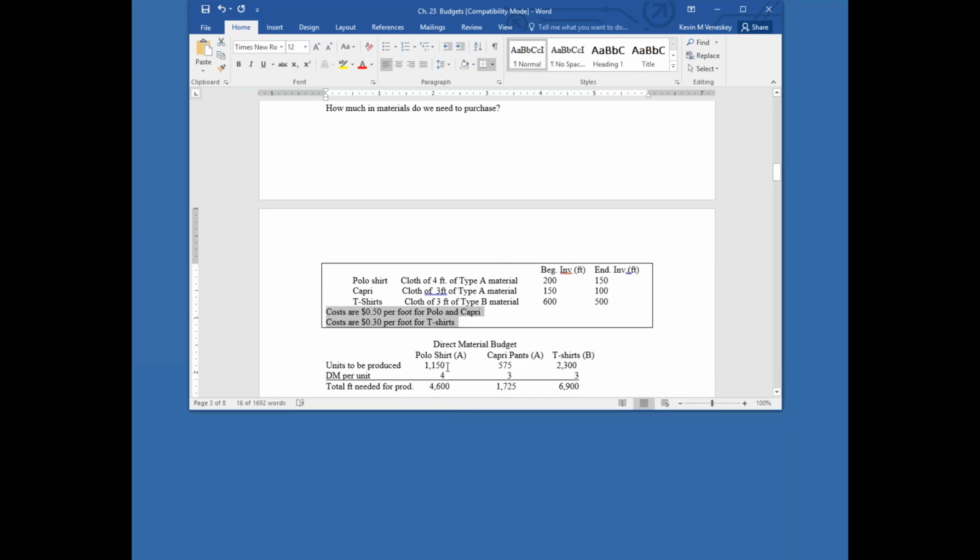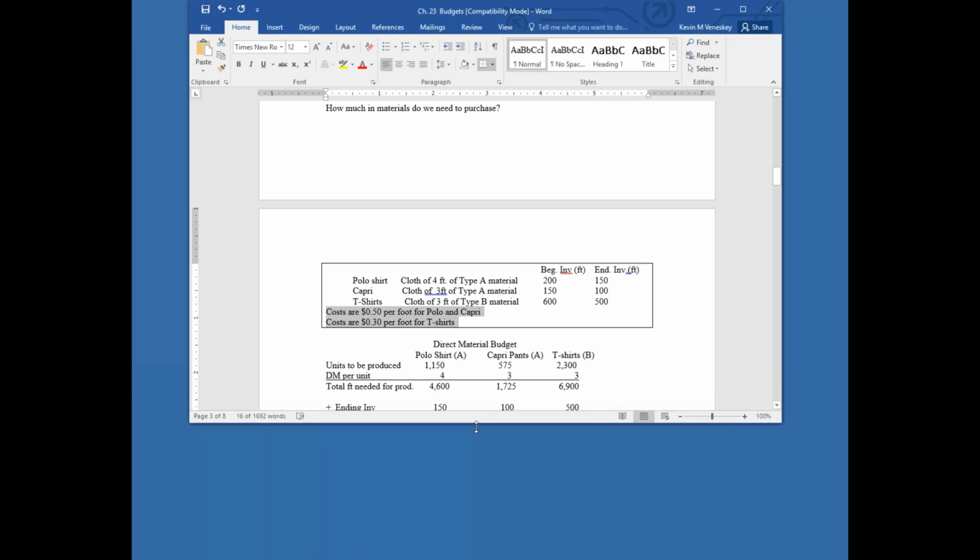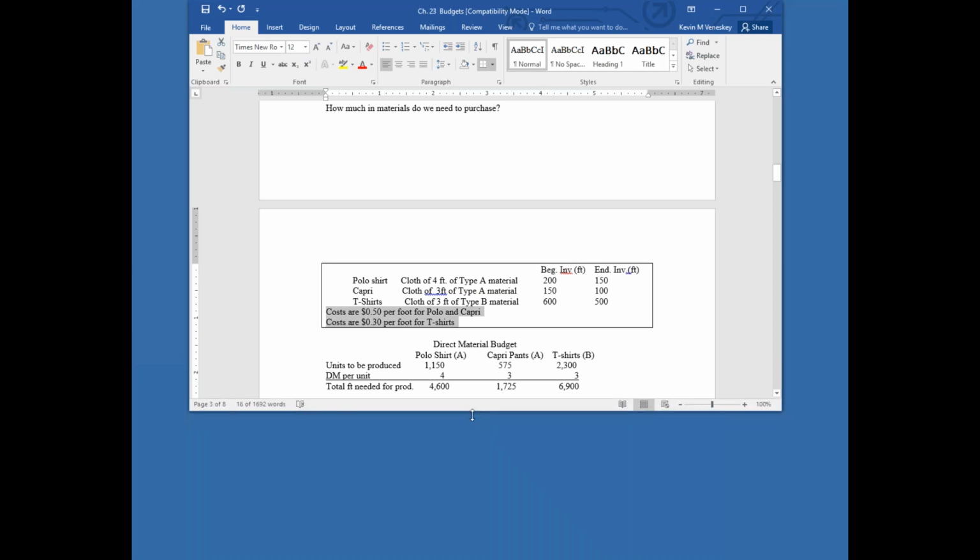Okay, so if I'm going to make 1,150 shirts, that's for my production budget, and I know it takes 4 feet per shirt, that tells me that I need 4,600 feet of material A. And then I do the same thing for the capri pants, and I need another 1,725 of material A as well. And then just 6,900 feet for material B. And then I know that's what I need.